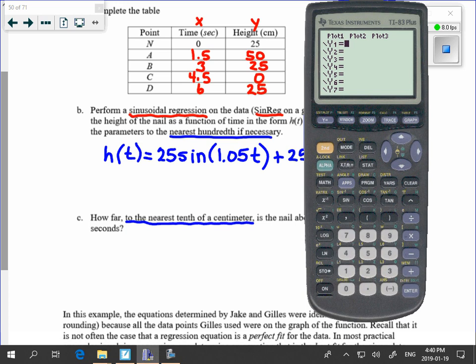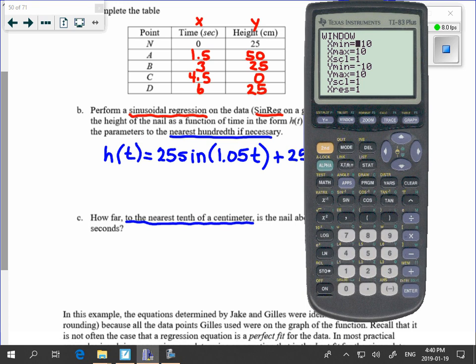Do you remember how to do that? Which key it is? You go to your vars key. You go down to number 5, statistics. Go across to the top where it says equation, and you want it to take the regression equation, number 1. It will put that equation in there for you, and then it will graph it. You'll need to make sure your windows are set though.